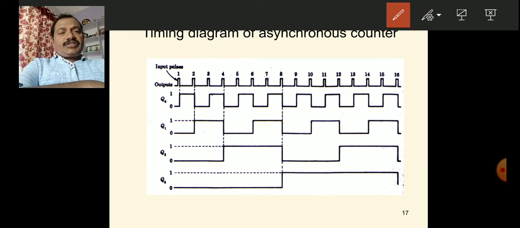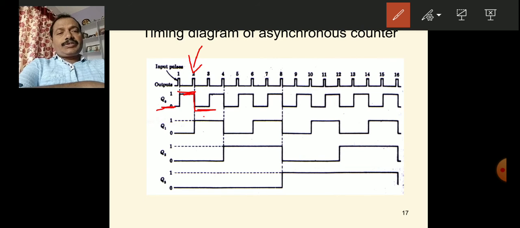When the first edge comes, negative edge, there is a clock event, hence the FF0 will complement its previous output. That is, 0 is complemented to 1. And at the next edge, that is the second pulse, the second negative edge, this 1 is once again complemented to 0, like this.